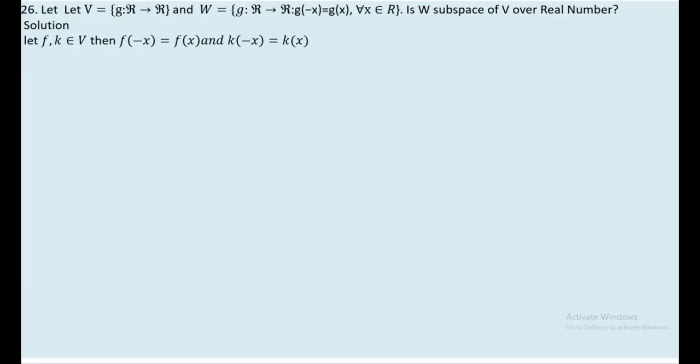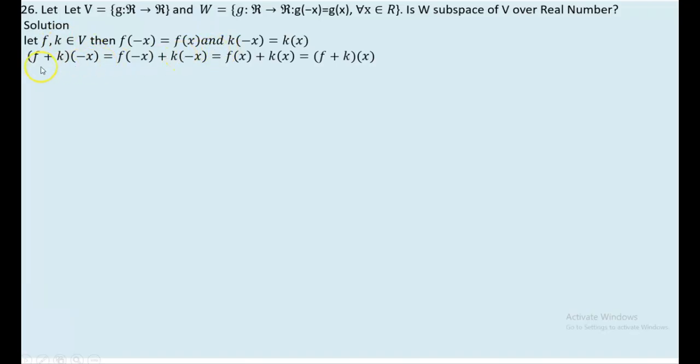So take an arbitrary two elements from W. Basically, this is not V, make it W, please, students. Then if f is an element of W, f of minus x must satisfy f of x. And if k is an element of W, k of minus x must satisfy k of x.